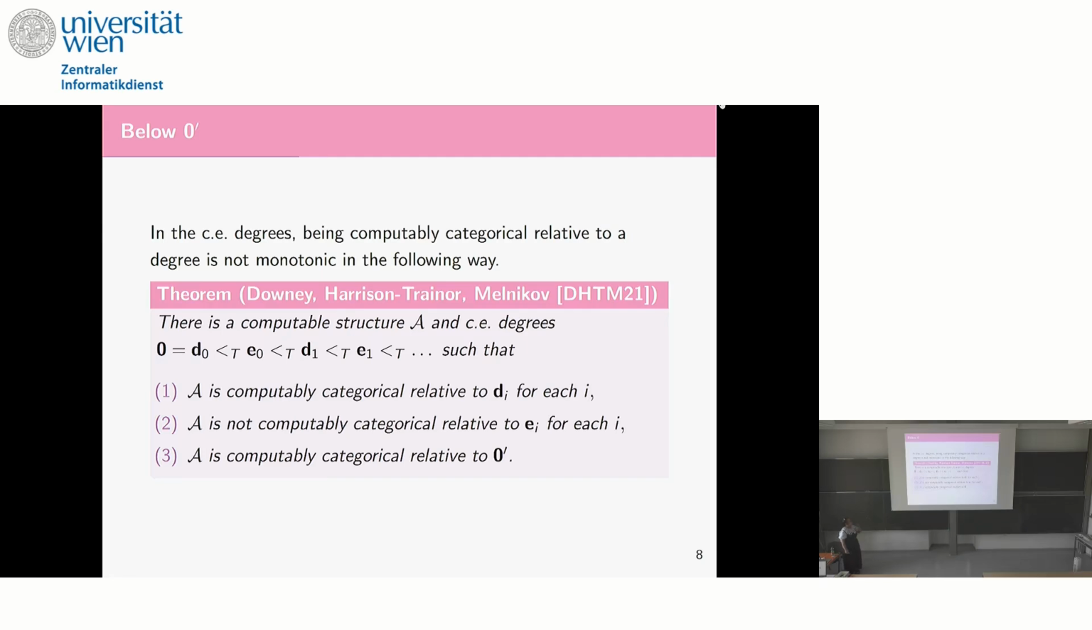They showed that there is a computable structure A, and an increasing linear order of CE degrees starting with 0, D sub i, such that A is computably categorical relative to D sub i for each i, and A is not computably categorical relative to E sub i for each i. And just as an artifact of their construction, A is computably categorical relative to 0 prime. So they've already witnessed that there's a structure out there, it's really weird, and there's an increasing sequence of CE degrees where it can change its mind every other CE degree. So it's not monotonic at all, already below 0 prime.